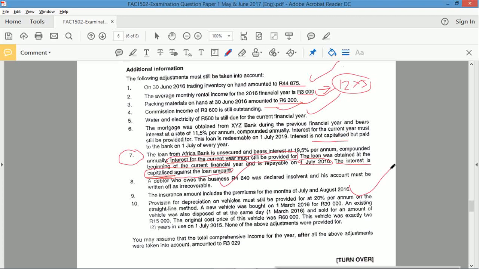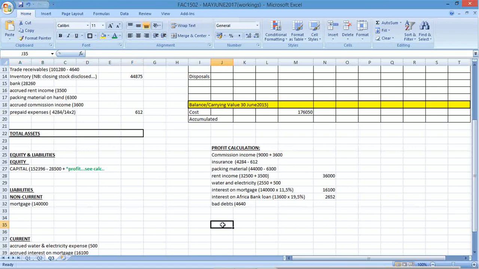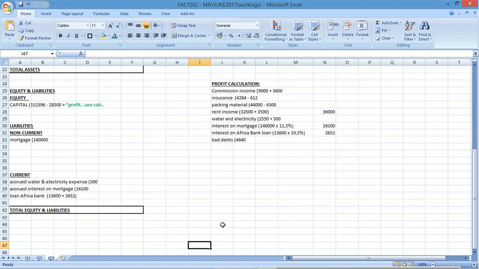10. Last one. Provision for depreciation of vehicles must still be provided for, 20% per annum, straight line method. Notice though, a new vehicle was bought. For that, an existing vehicle was also disposed of. See, sold. The original cost price was that vehicle. Okay, so now we need a timeline. Right, so this is an asset disposal. Here's your difficult part of this question.